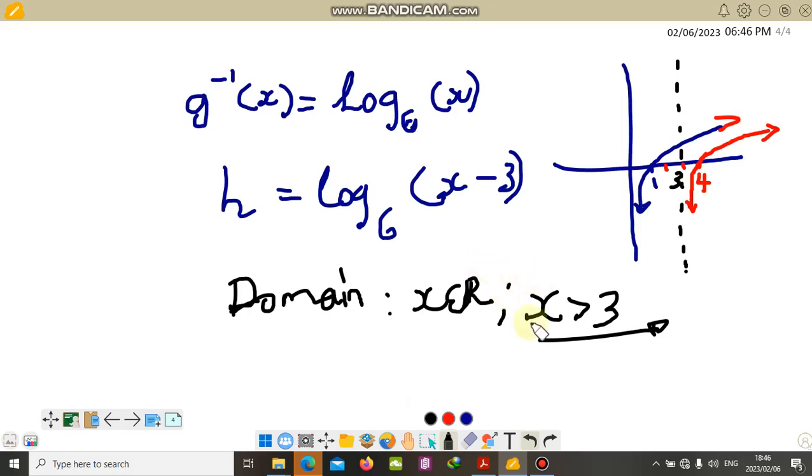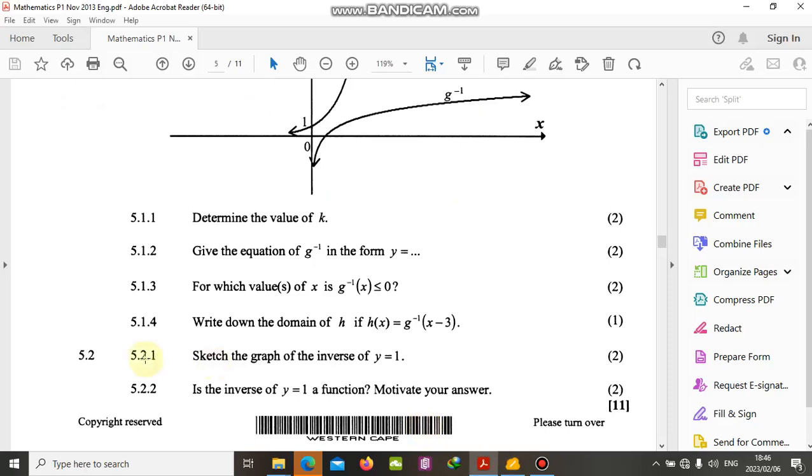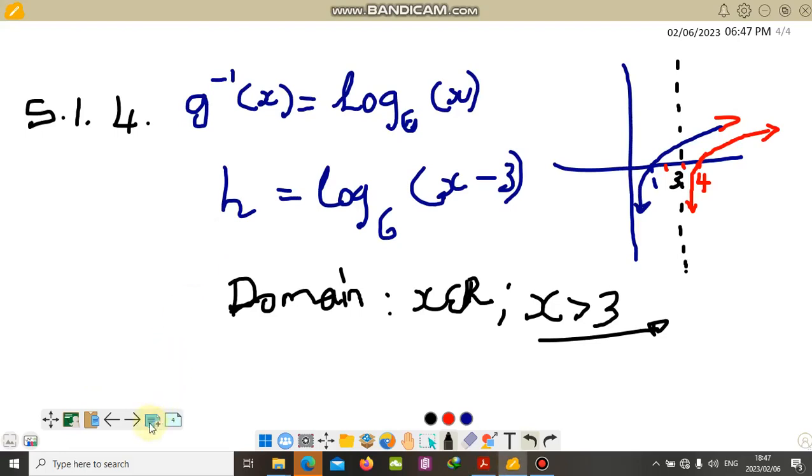That is it, guys. This is the answer for 5.1.4. Now let us answer 5.2. Let us quickly answer 5.2. Let me add a page here.